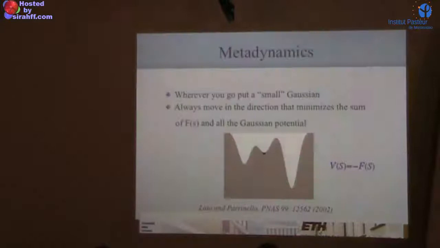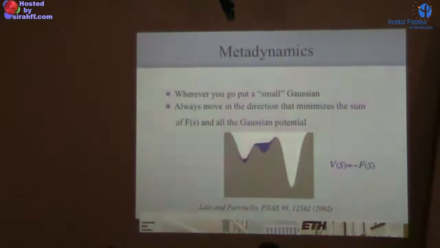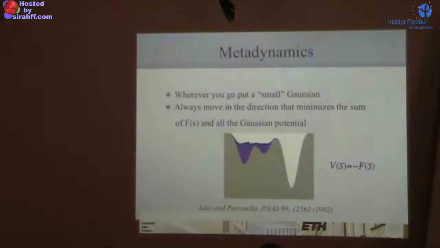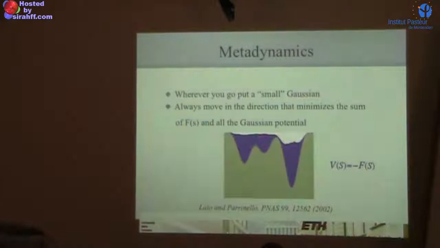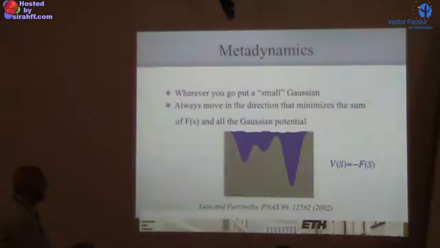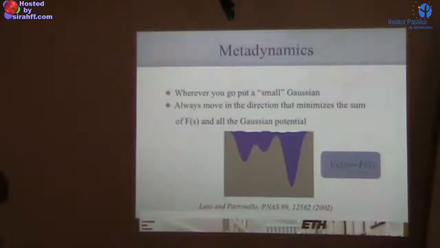So look what happens. Adding Gaussians over Gaussians is going to fill the well. It lets my system explore the different local minima and eventually find the absolute minimum. And if you think a minute about it, you will see that eventually all the minima will be filled, and from a certain point on, what is going to happen is just a flat surface which grows and grows and grows. When you reach this asymptotic limit, the bias that you have added is, within a constant which for free energy is irrelevant, equal to minus the free energy.